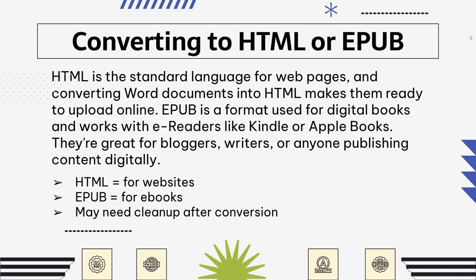So finally, converting to HTML or EPUB. HTML is a standard language for web pages, and you can convert Word documents into HTML, and that makes them ready to upload online. EPUB is a format used for digital books and works with e-readers like Kindle or Apple Books. So both of these are great for bloggers, writers, or anyone publishing content digitally. So just to recap, HTML is for websites. It's a platform that websites run on. EPUB is for ebooks specifically. And some of these may need some cleanup after conversion.